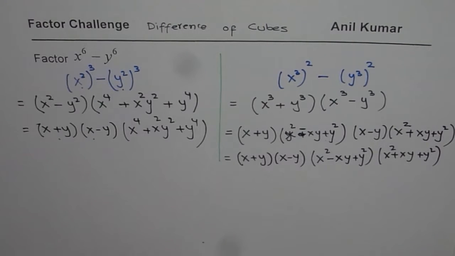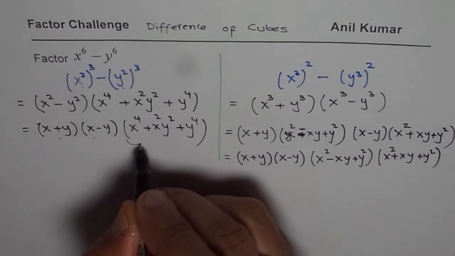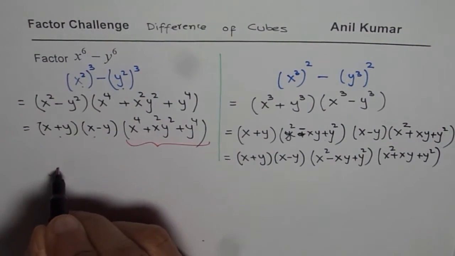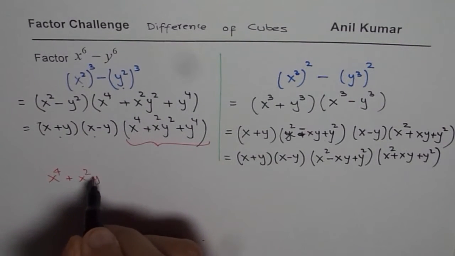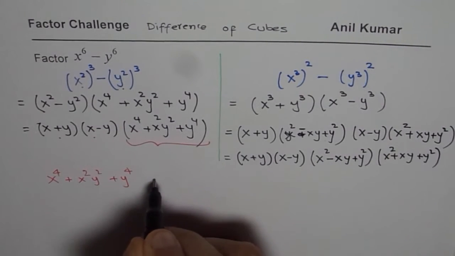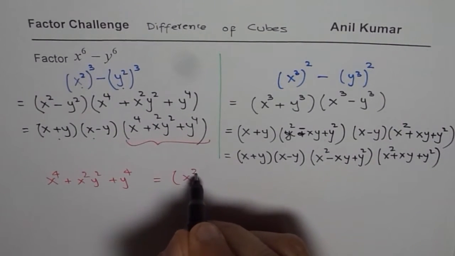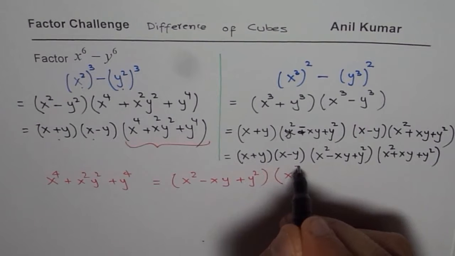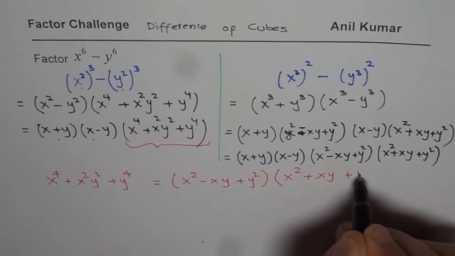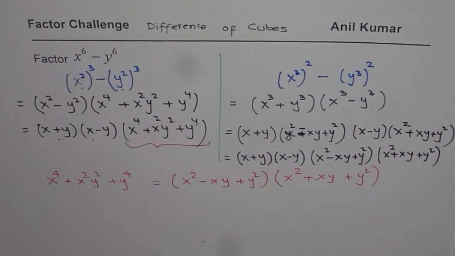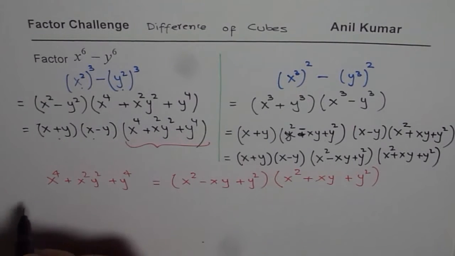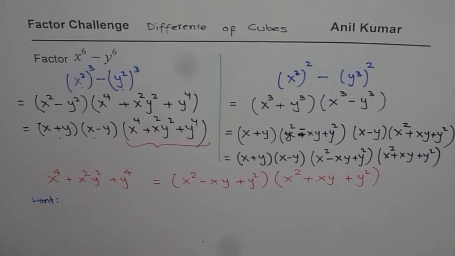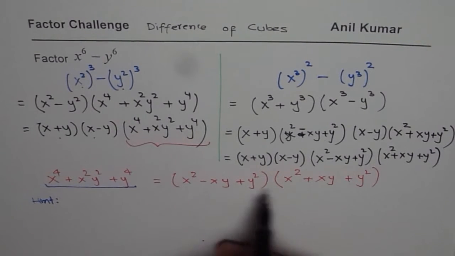Now, as an added exercise, what you can prove is that x to the power of 4 plus x square y square plus y to the power of 4 is equal to x square minus xy plus y square times x square plus xy plus y square. So let that be an exercise for you to do, right? I hope that helps. Thank you and all the best. Now, here is a hint to do this question. Hint is that it could be done from both the sides.